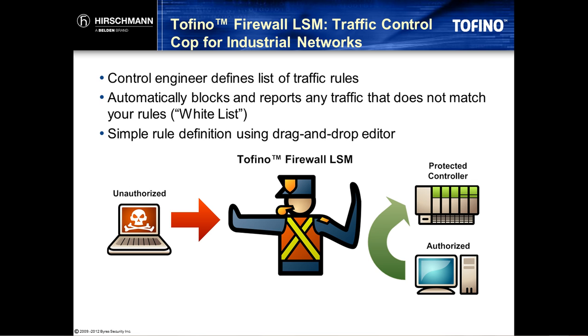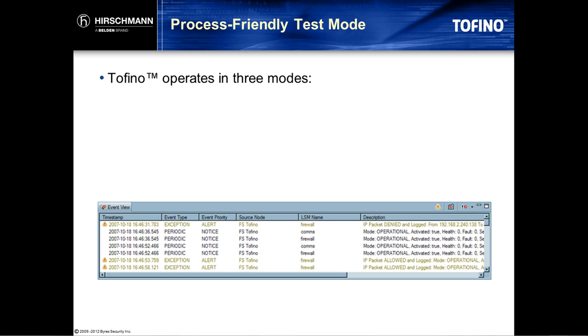So this means we can get pretty good security using a relatively small set of rules. Now the flip side of that is that we have to make sure we have a rule to allow every single piece of traffic that is required for our plant to operate correctly. So we achieve that with a special mode of operation called test mode.